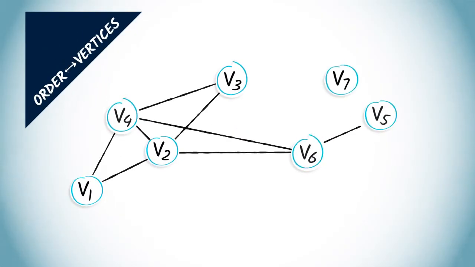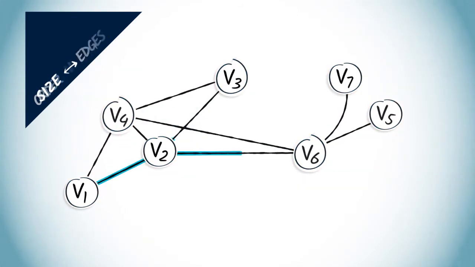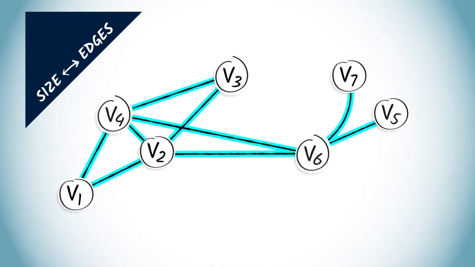The order of a graph is the number of vertices it contains, which is 7 here in this example. The size of the graph is the number of edges, which is 9 in this example.